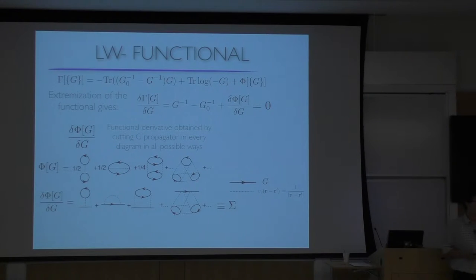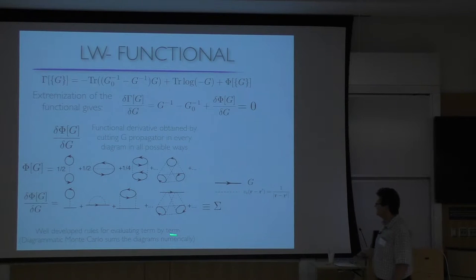So it's the functional that gives you, in the stationarity, the exact Green's function. Yes? Quick question. The prefactor on this last diagram is not 1. Correct. I just sketched the diagram and I didn't work it out. One needs to work it out. 1, 2, 3, 4, 5, 6 probably or something like that, yes.